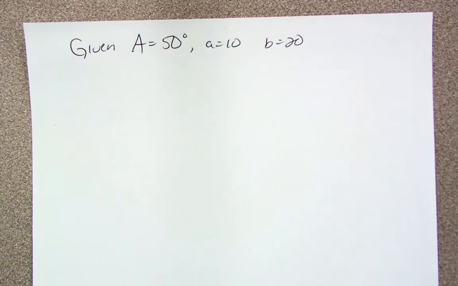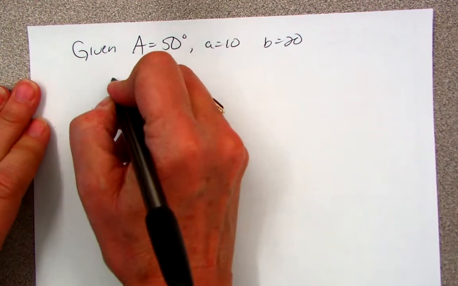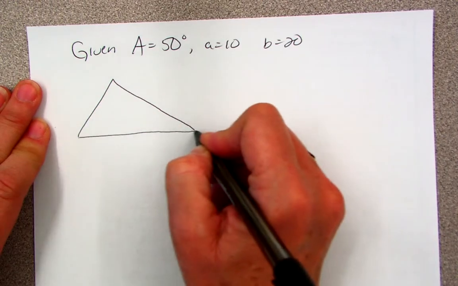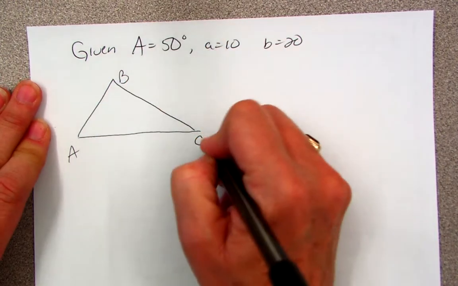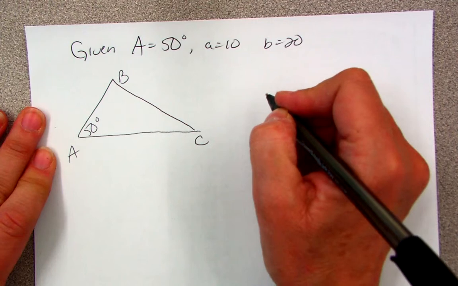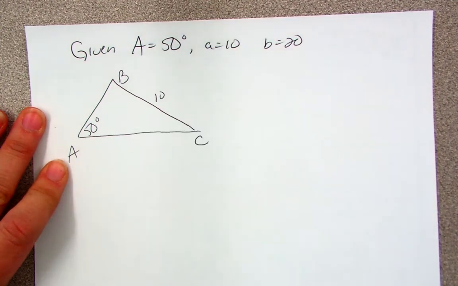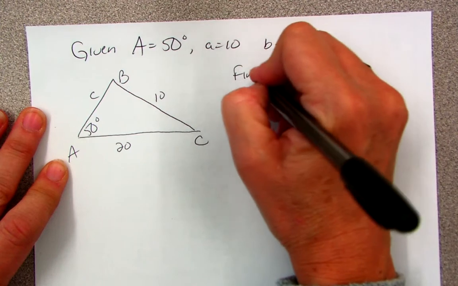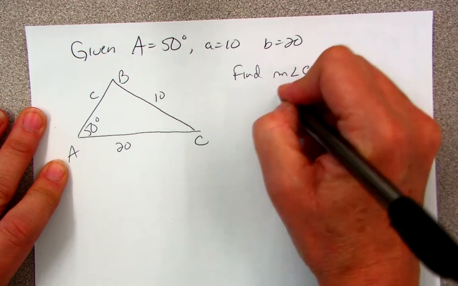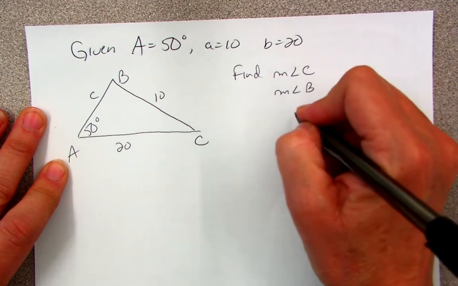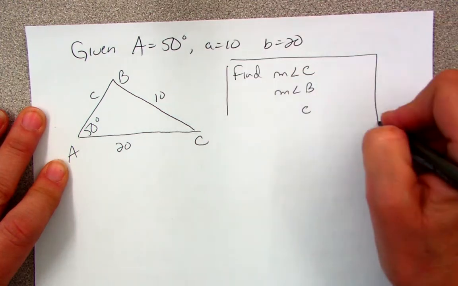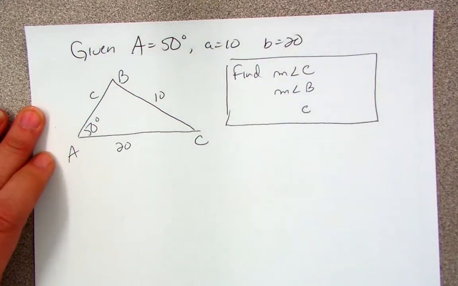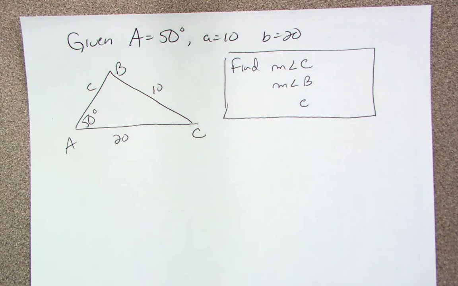This looks a lot like the last one we just did. I gave you one angle and two sides. Gosh darn, I'm going to have to do some inverse trig again. So let me draw my cute little triangle. Got myself set up and ready to go.